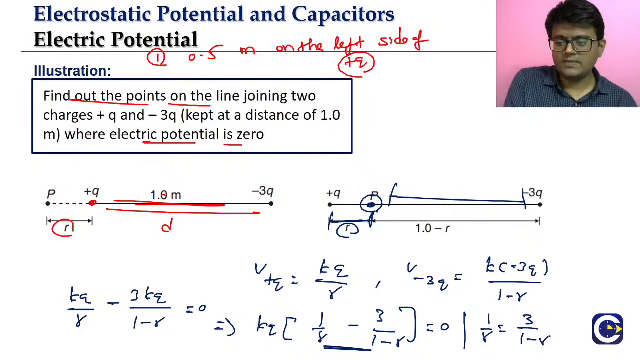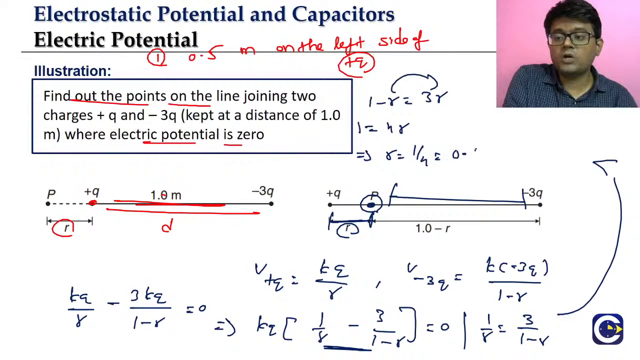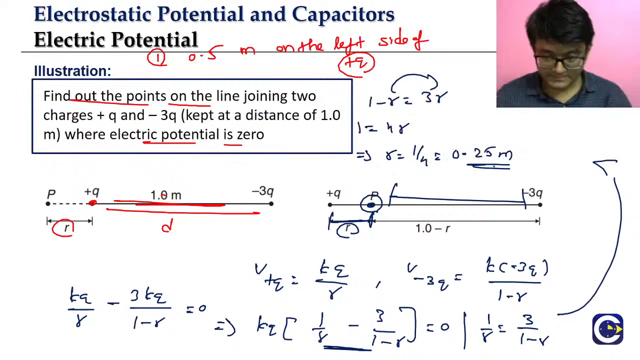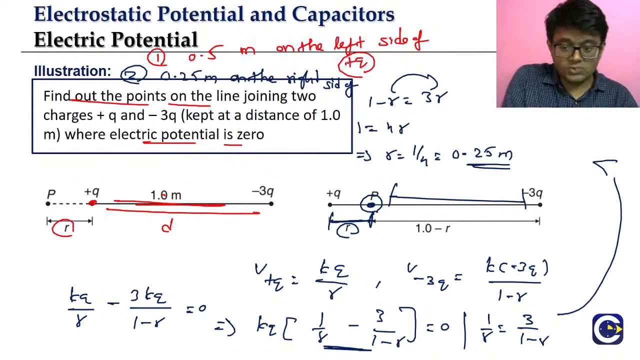Cross multiply பண்ணா, அப்படி நம்ம மேல எழுதலாம். So cross multiply பண்ணா என்ன வரும்? 1 minus R is equal to 3R. அந்த பக்கம் எடுத்துட்டு போனா 1 is equal to 4R, which means what? R is equal to 1 by 4 or 0.25 meters. So second possibility என்ன பாருங்க? 0.25 meters on the right side of plus Q.